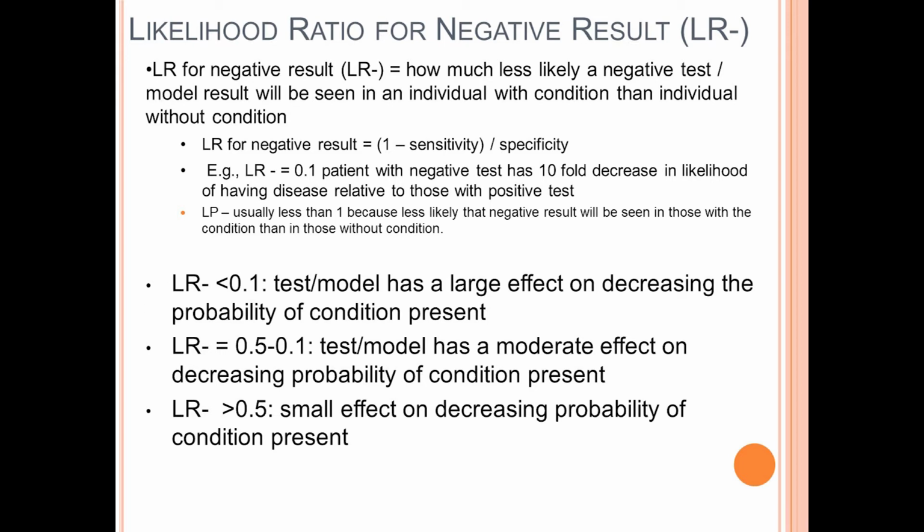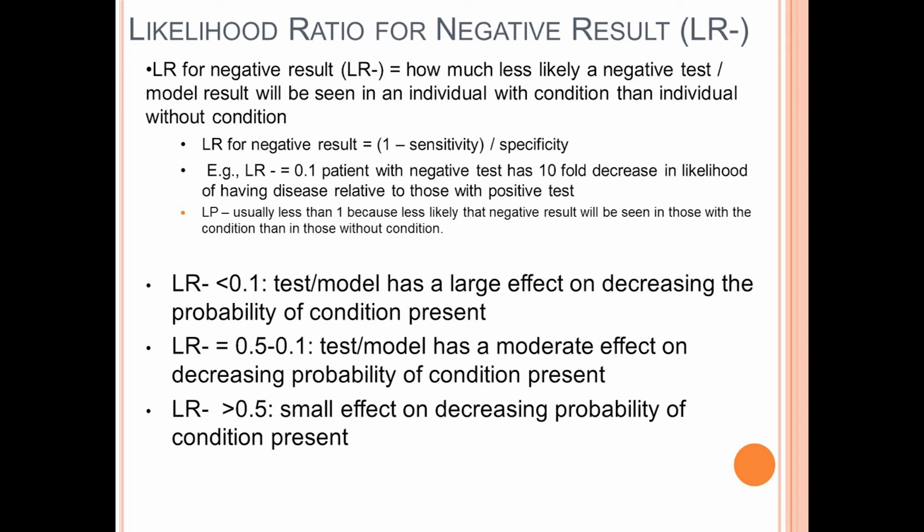Similarly, the likelihood ratio for a negative result means how much less likely a negative test or model result will be seen in an individual with a condition than an individual without it. It's calculated as 1 minus the sensitivity, or the false negative rate, divided by specificity. It's usually less than 1 because it's less likely that a negative result will be seen in those with the condition than those without the condition.